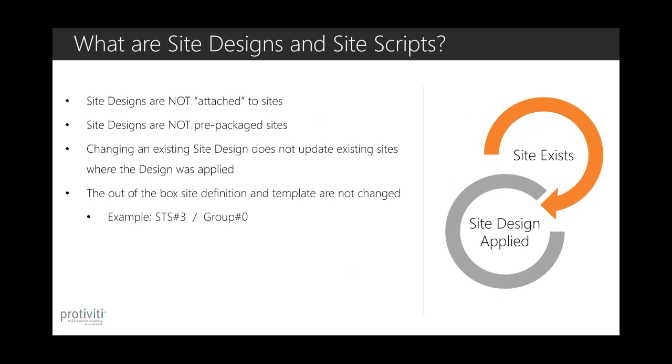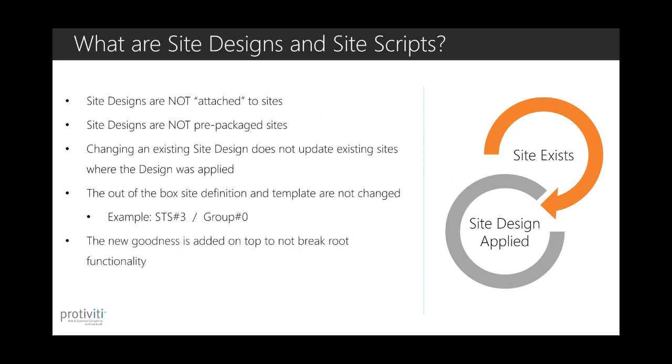The out-of-the-box templates, as I was just talking about, are not changed. So if I create a new team site in SharePoint Online, it uses group pound 0, and that's it. And I'm going to apply a design on top of it. I'm not going to be using any other out-of-the-box templates. And STS3 is the non-Office 365 group-backed modern team site.